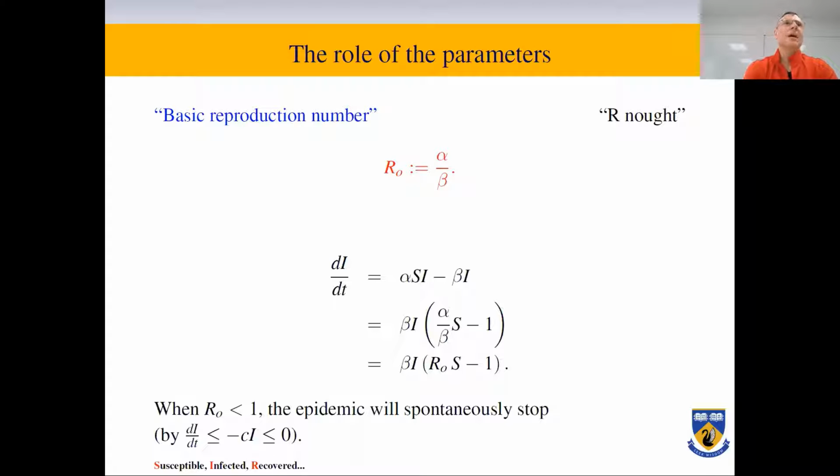So the number of infected people tomorrow will be less than the number of infected people today by a good factor. And so the epidemic will spontaneously stop. Vice versa, when R0 is larger than 1, in principle, the epidemic may develop quite fast.